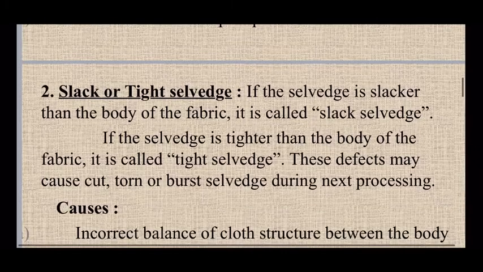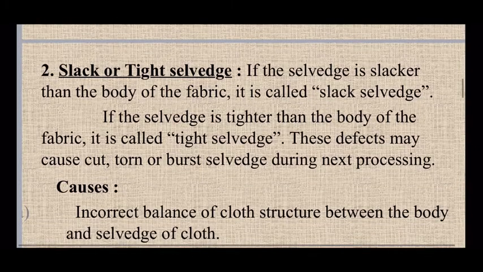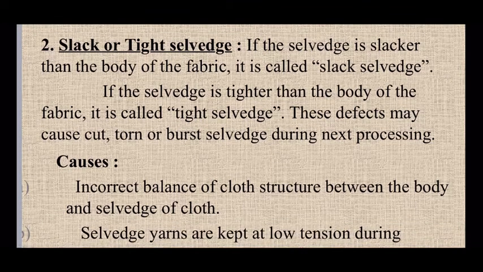Second is slack or tight selvage. If the selvage is slacker than the body of the fabric, it is called slack selvage, and if the selvage is tighter than the body of the fabric, it is called tight selvage. These defects may cause cut, torn or burst selvage during next processing.